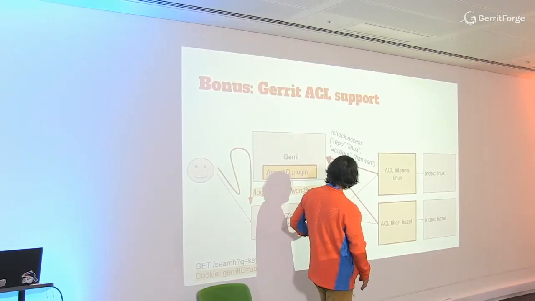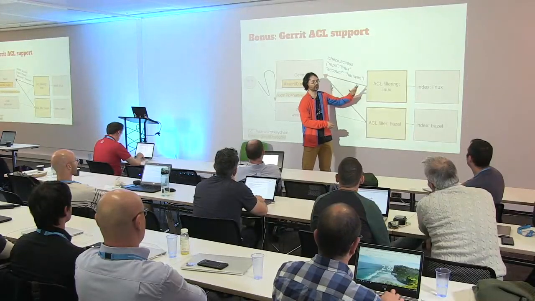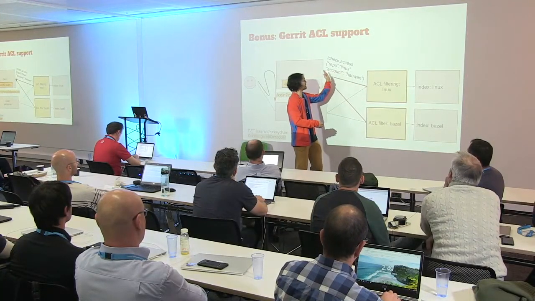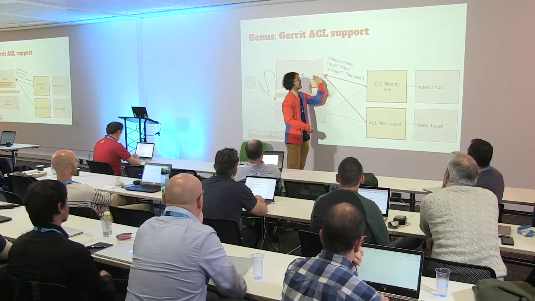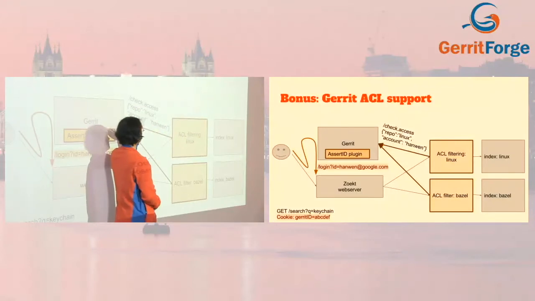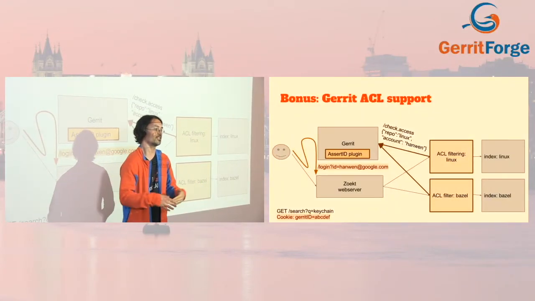So for the Gerrit support, I put something in the middle that before it tries to do that, it contacts Gerrit to ask if the person logged in has support access to be able to execute the search. And if the person doesn't have access, you just don't return any results.